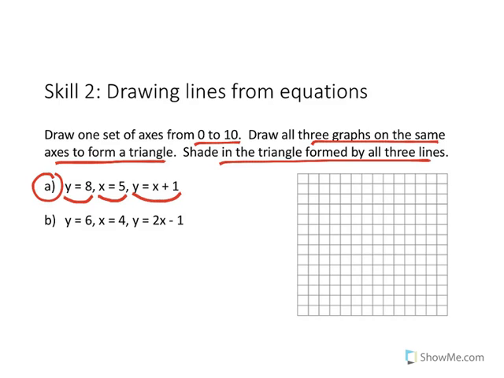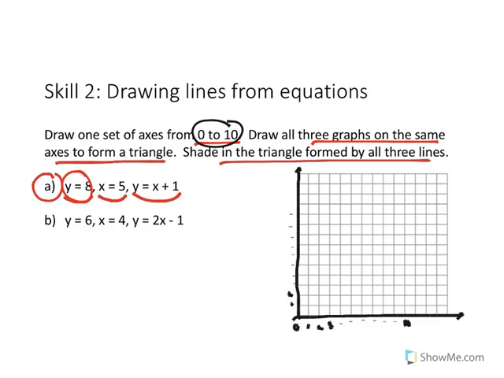So first of all, I need to draw my axes from 0 to 10. So making your x-axis go from 0 to 10. 0, 1, 2, 3, 4, 5, 6, 7, 8, 9, 10. And your y-axis going straight up and down. 1, 2, 3, 4, 5, 6, 7, 8, 9, and 10. Then we have to draw the equation of each line.